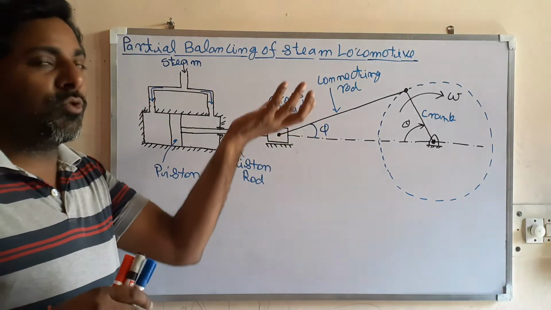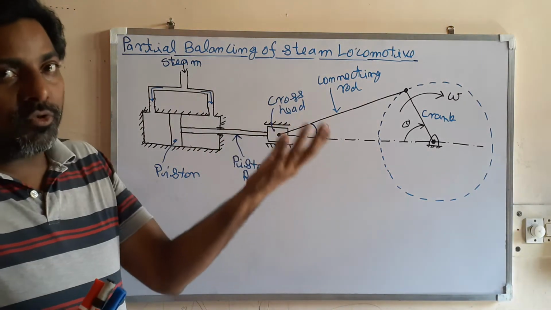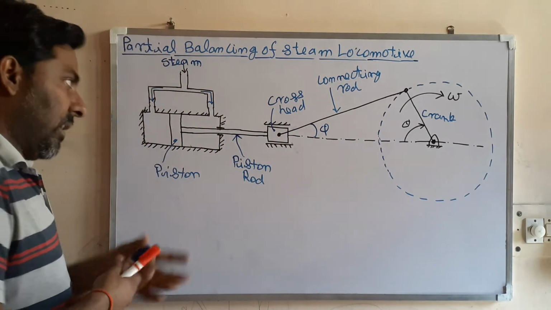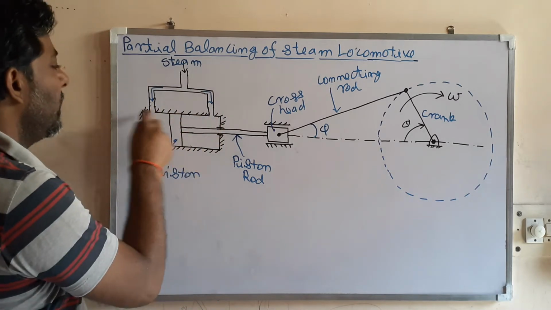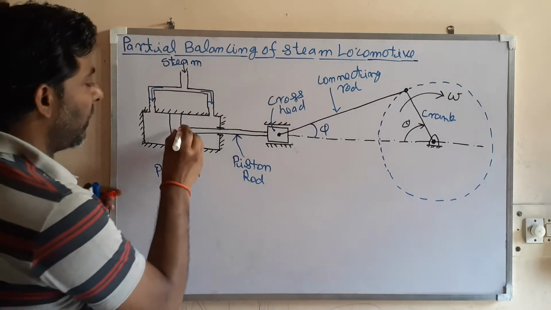We are also using a boiler. In the boiler, we are converting water into superheated steam. Then that superheated steam is coming here. This is the double acting steam engine. This is the cylinder, this is the piston, and this is the piston rod.